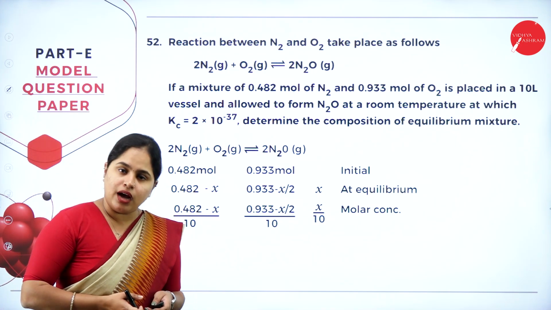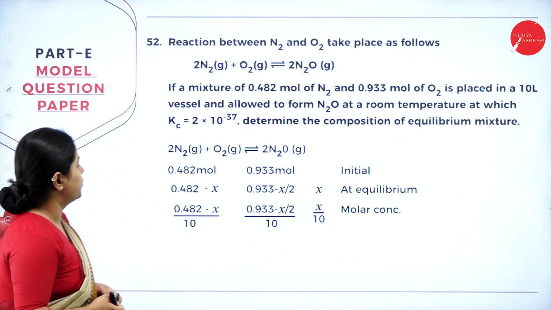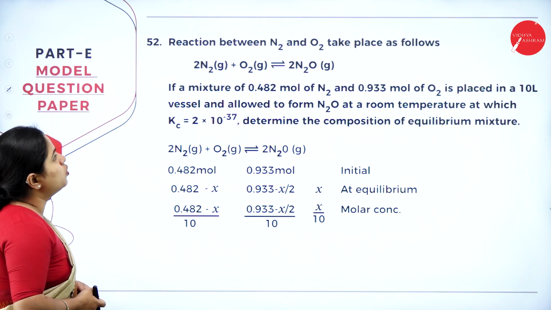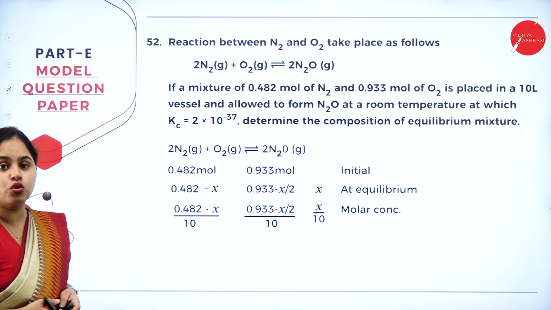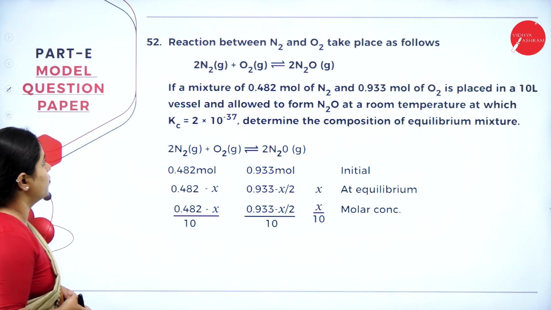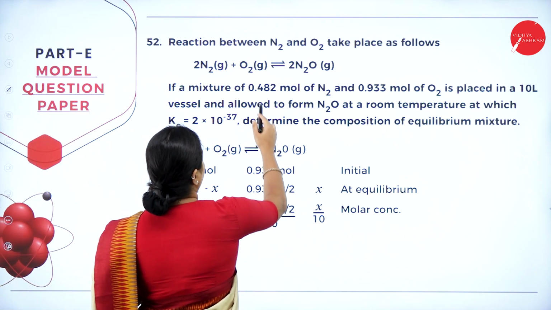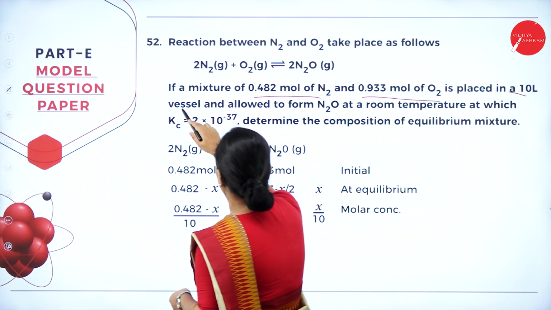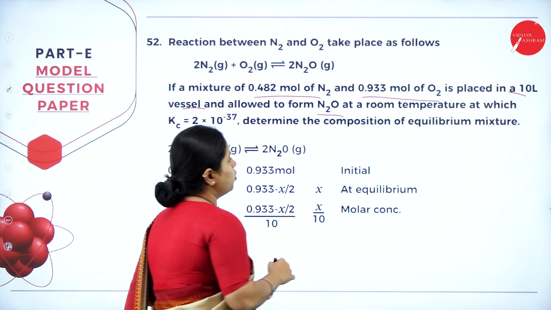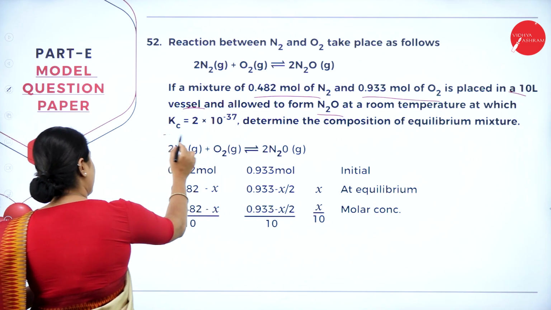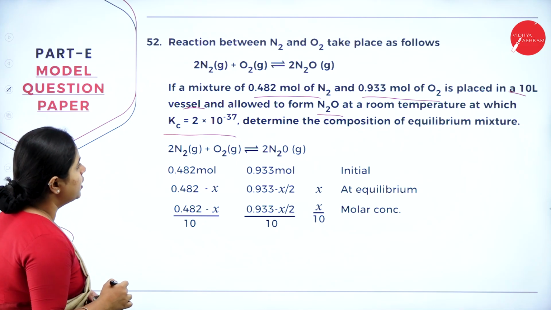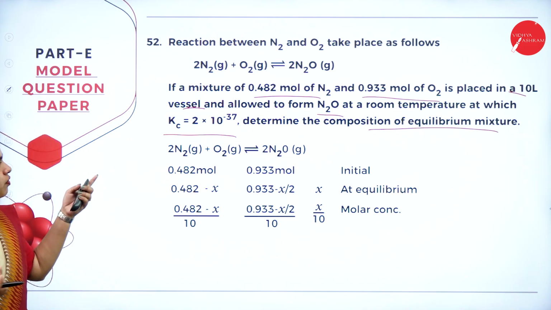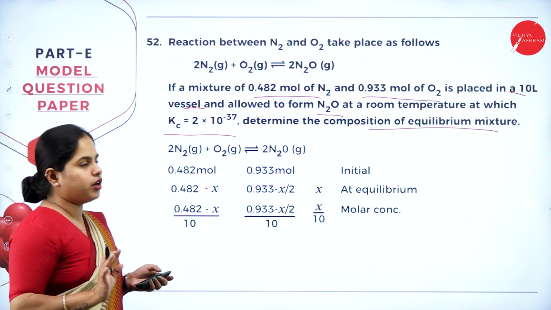Now moving on to the last question of the question paper. The reaction between nitrogen and oxygen takes place as follows: 2 moles of nitrogen combines with oxygen to form 2 moles of nitrogen oxide, N2O. If a mixture of 0.482 mole of N2 and 0.933 mole of oxygen is placed in a 10 liter vessel and allowed to form N2O at room temperature, at which Kc value is given as 2 into 10 to the power minus 37, determine the composition of the equilibrium mixture. That means you have to calculate the molar concentration of what is formed here, N2O.